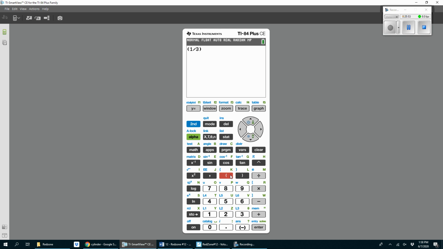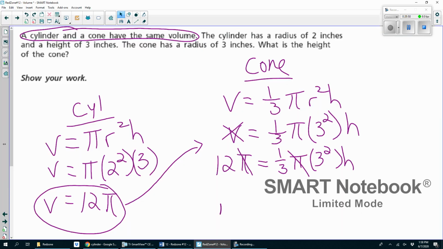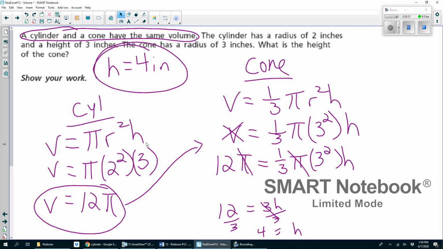1/3 times 3 squared, and it just comes out to 3. So now I have 12 equals 3h. So if I'm trying to solve for the height, all I have to do is isolate the variable, get rid of that 3. So divide both sides by 3, and I get h equals 4. So that's my final answer. H equals 4 inches. The hardest part of this was using the information that they have the same volume to put the 12 pi in the cone formula.